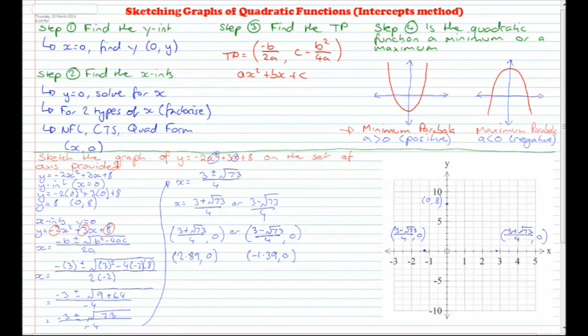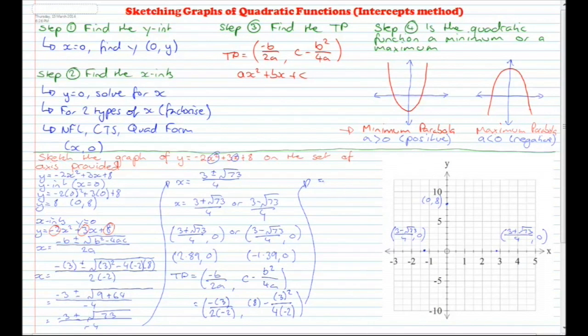What I now need to do is find my turning point, of course. So I find my turning point by doing turning point is equal to negative b on 2a, comma c minus b squared over 4a. Substituting in now, our b value is 3, so you get negative 3 on 2 times a, so 2 times negative 2, comma, c being 8, minus b squared, so that's 3 squared over 4 times negative 2.